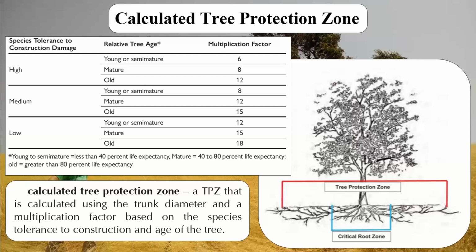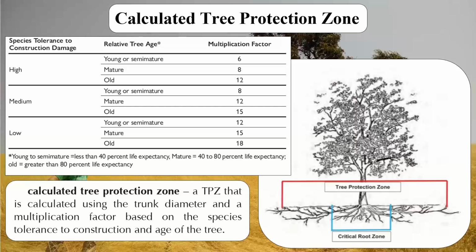We've just adapted it a little bit, but this is a new definition of the calculated tree protection zone. It's a TPZ that is calculated using the trunk diameter and a multiplication factor based on the species tolerance to construction and age of the tree, right? So we finally have something tangible that somebody without a ton of experience can use to make a rough calculation as a starting point to figure out what might be an adequate tree protection zone for this tree that we're working on right here, right?